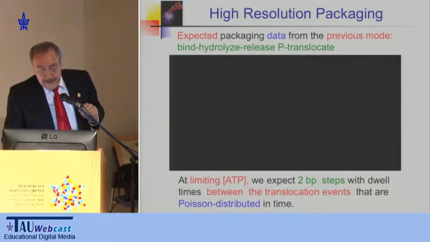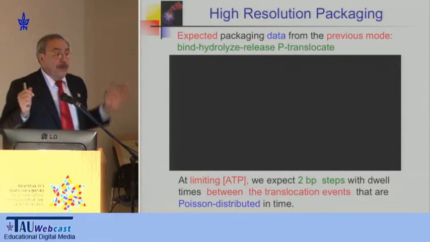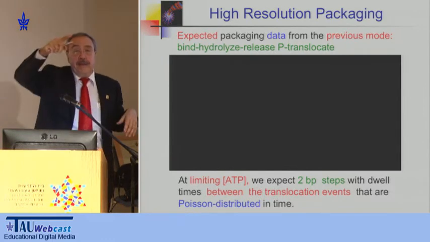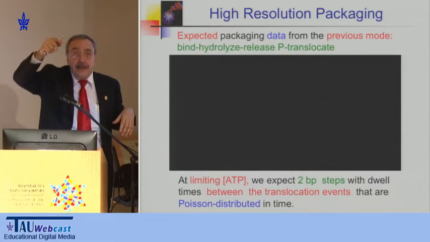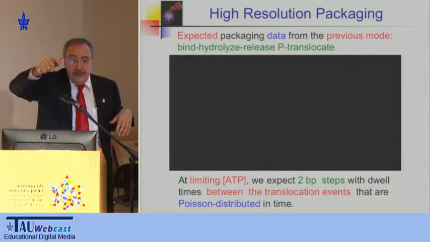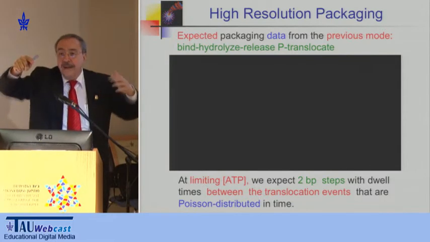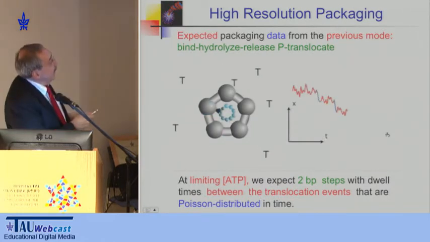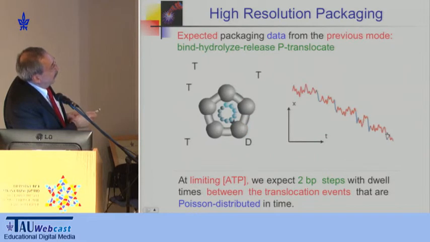Okay, so let me now remind you what we expect to see. Since we assume that there are 2 base pairs per ATP, we expect that the motor will wait for a while, bind an ATP, and then make a 2 base pair movement upon hydrolysis and phosphate release, and then again wait, 2 base pairs, wait, 2 base pairs. Binding, hydrolysis, and translocation. Binding, hydrolysis, and translocation. Essentially we will see dwell time, translocation, dwell time, translocation, and so forth. And we expected this translocation to be about 2 base pairs for every ATP.